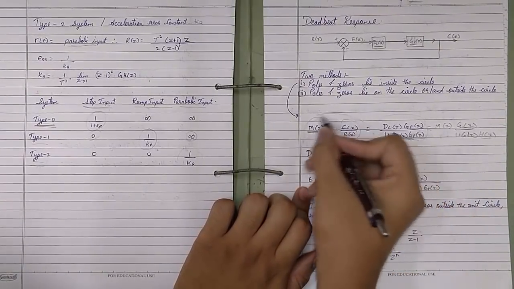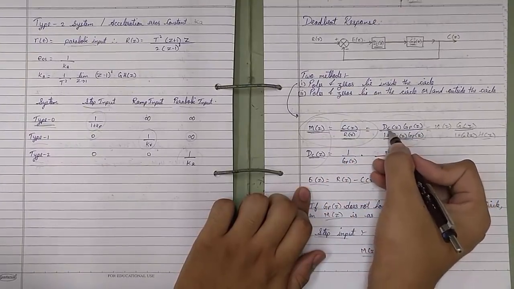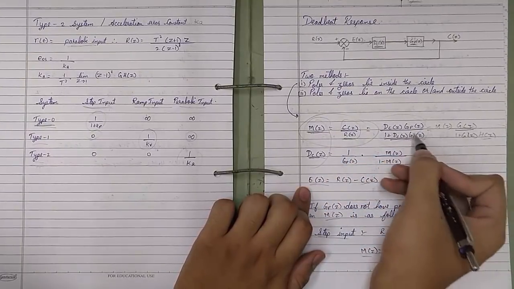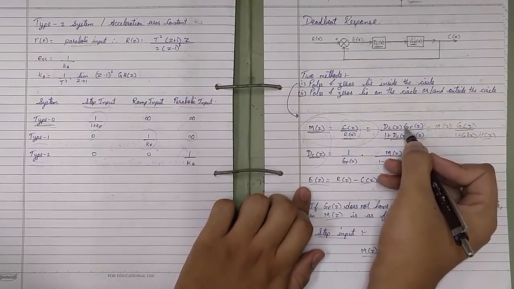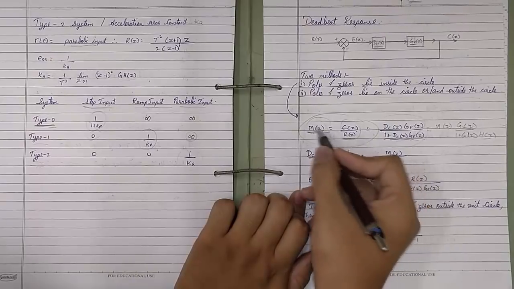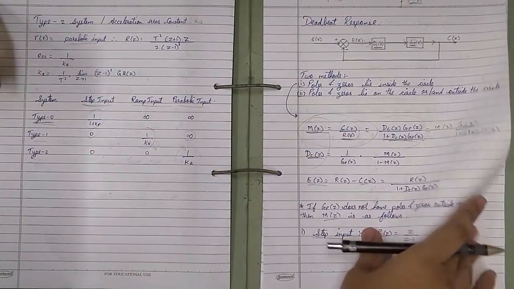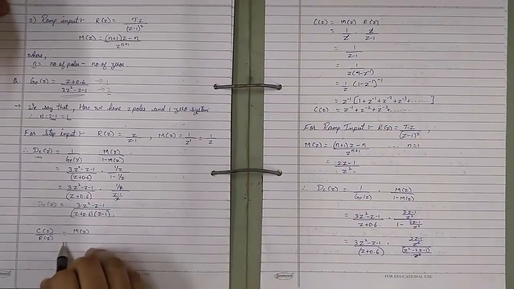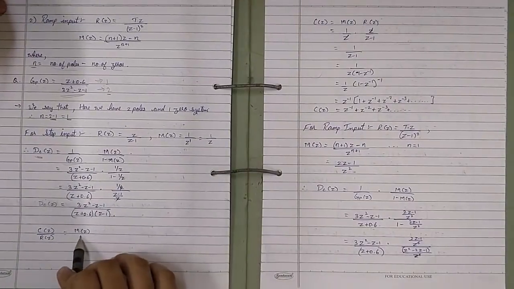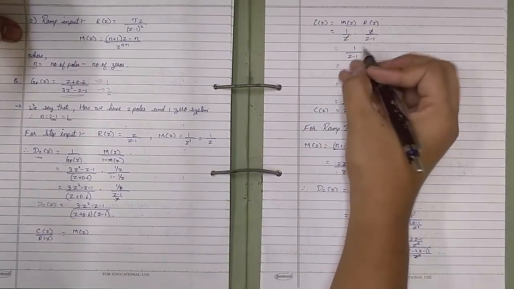I would prefer to use this because this is much simpler to solve, because in the other you need to multiply Dc(z) into Gp(z) again and do the entire calculations and then multiply it with R(z). That is too tedious. Instead of that, you can just multiply these two. This is much simpler. So I have taken C(z) upon R(z) equal to M(z). I know what is M(z), I know what is R(z), so I substitute those and I have found C(z).